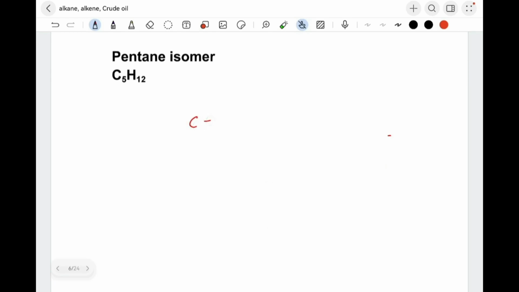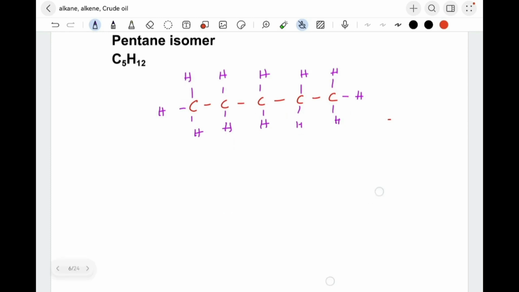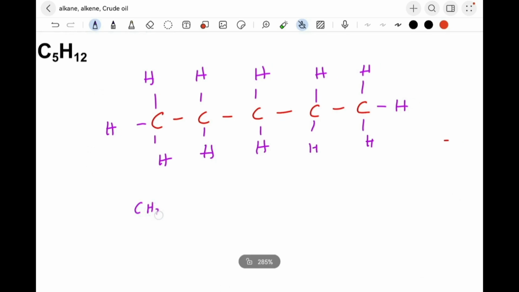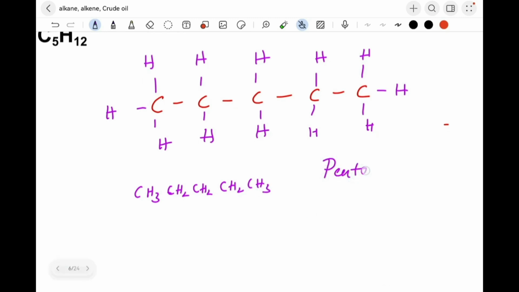Now C5H12. Draw a straight chain first. Fill the remaining part with hydrogen. And the structural formula for this would be CH3, CH2, CH2, CH2, CH3. The name of this compound is pentane.